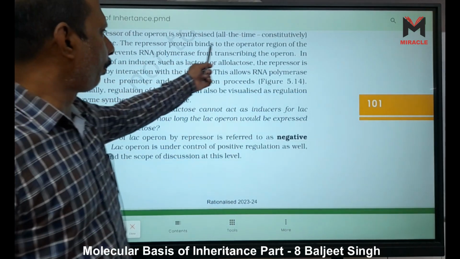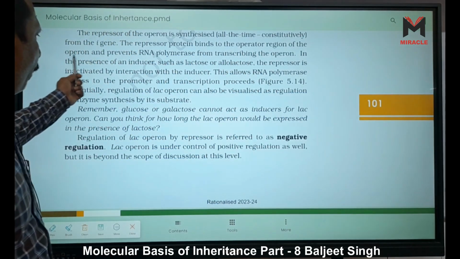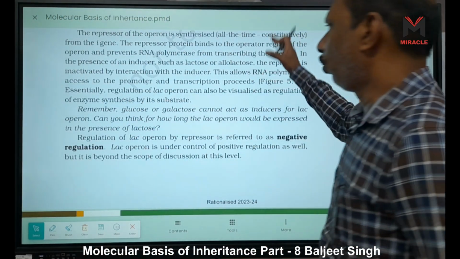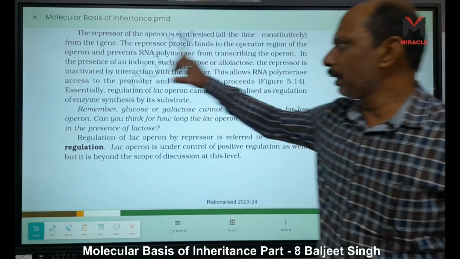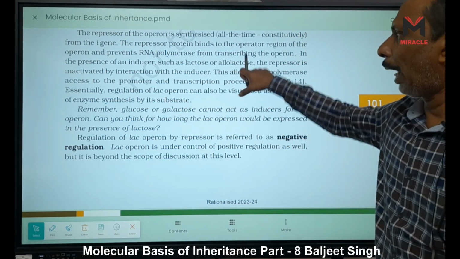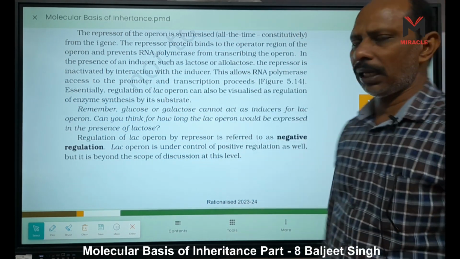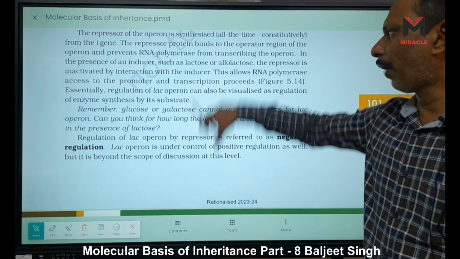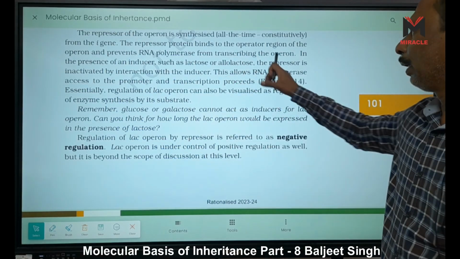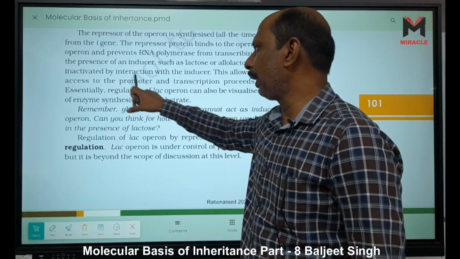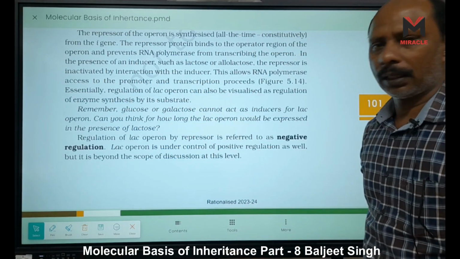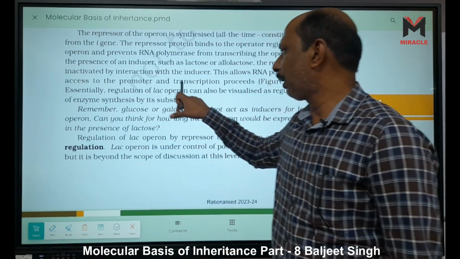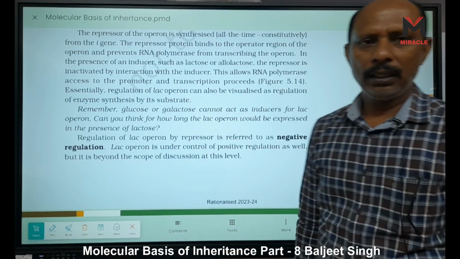The repressor protein binds to the operator region of the operon and prevents the RNA polymerase from transcribing the operon. In the presence of an inducer such as lactose or allolactose, actually allolactose is the real inducer, but lactose is there, and they are isomers, the repressor is inactivated by interaction with the inducer. This allows RNA polymerase access to the promoter and transcription proceeds.